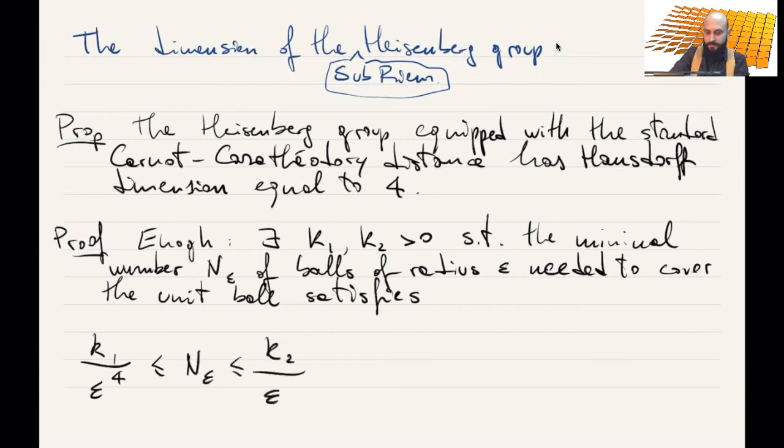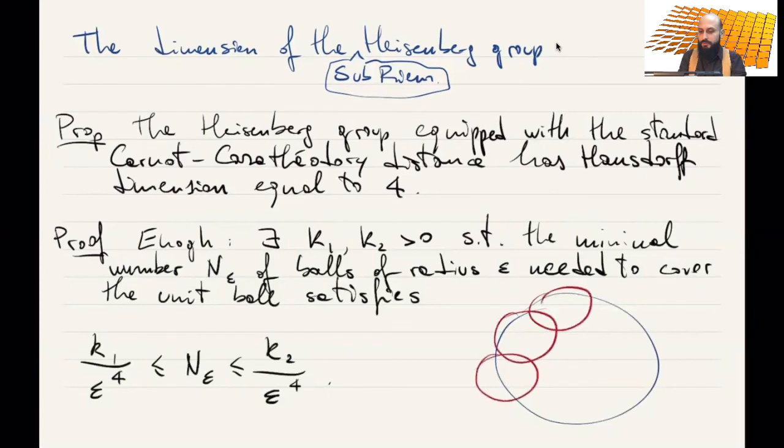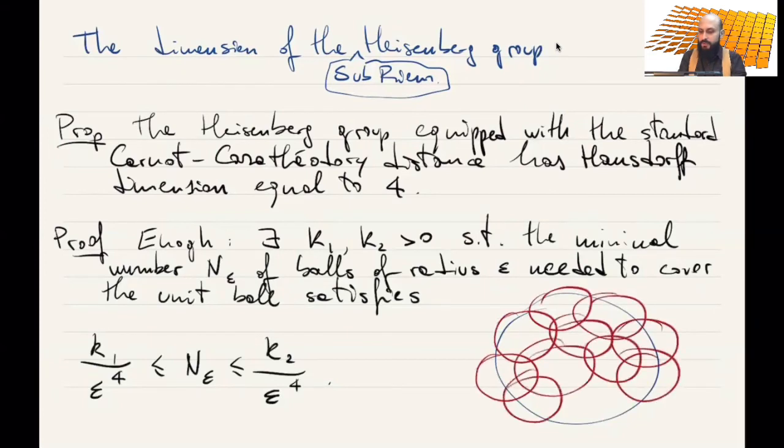Let's see what this means. We have the unit ball, and we want to measure the Hausdorff dimension of this object. So what we do, we cover it with epsilon balls, as few as we can. Now, if you are in the Euclidean world, to cover the ball of radius r in the plane, you just need r square balls.